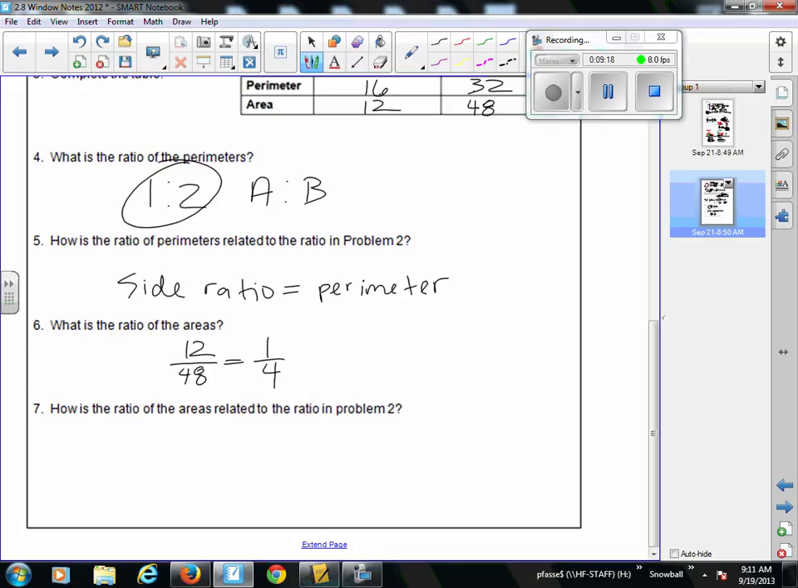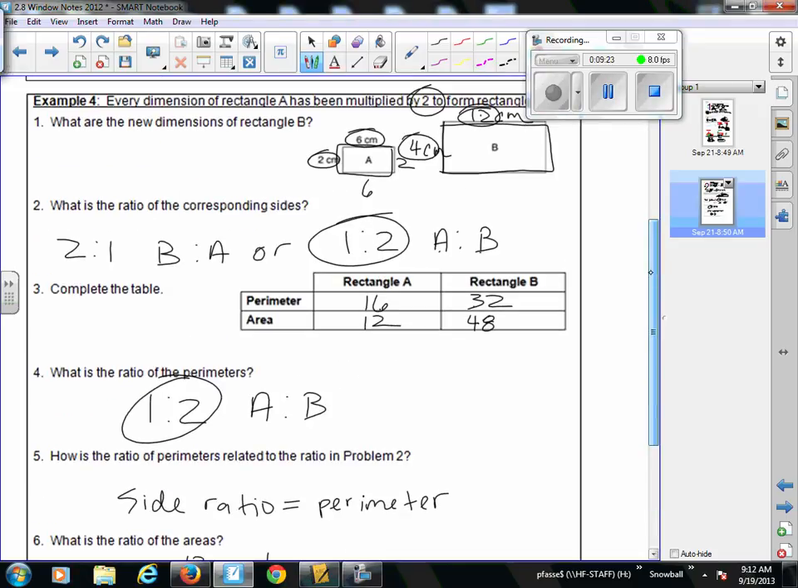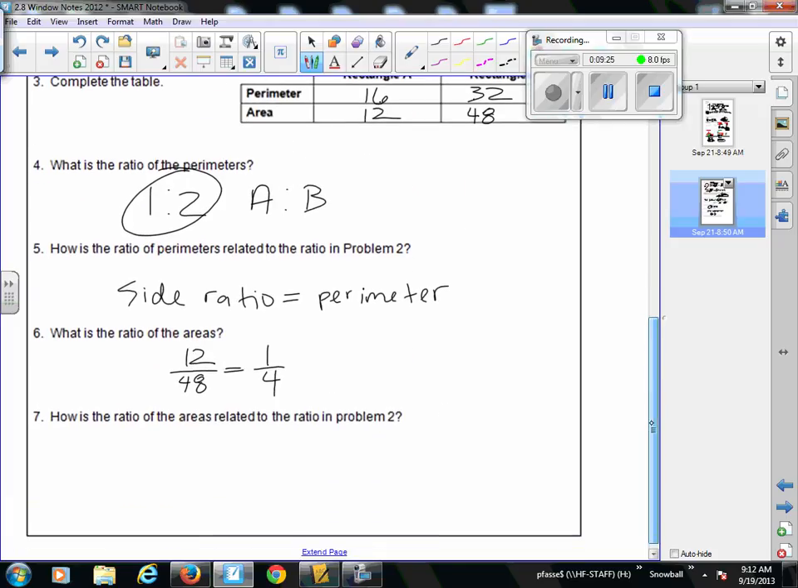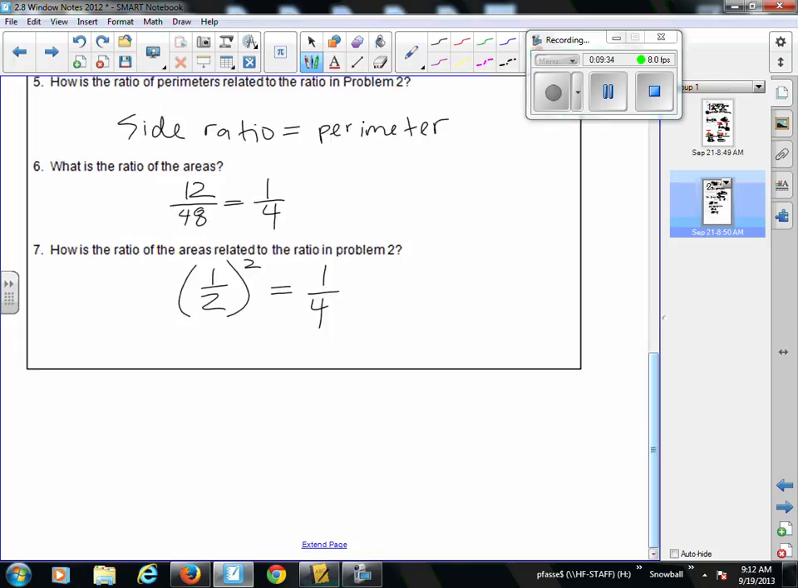And how is the ratio of the areas related to the ratio in problem 2? Again, in problem 2, the ratio is 1:2. Now, how do you get 1/4 from 1/2? Well, you square it, which would give us 1/4. So the ratio of the sides squared, if I take the ratio of the sides squared, that's going to give you the ratio of the areas.